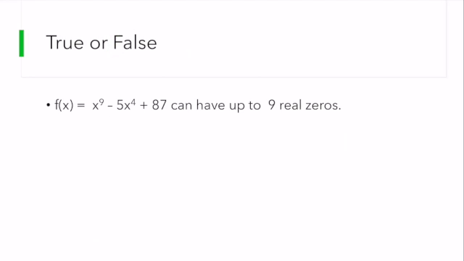Next, f of x equals x to the 9th minus 5x to the 4th plus 87 can have up to 9 real zeros. Well, this is really similar to problem 2, where it has at most 3 possible solutions. When we're asking for zeros, we want to set this equal to 0 and factor it and pull it apart. Remember, the number of zeros something can have is its highest degree. So this is a true statement. F of x can have up to 9 real zeros.